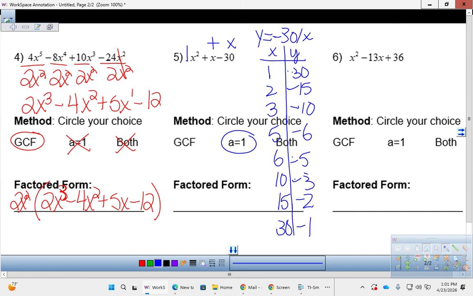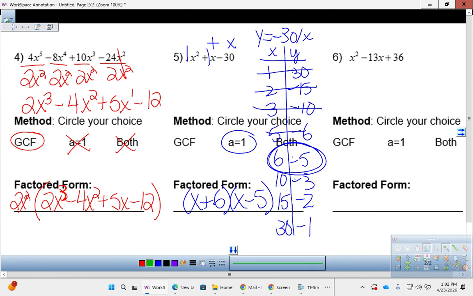I'm looking for the pair that side by side add to positive 1. So 1 plus negative 30 is negative 29. 2 plus negative 15 is negative 13. 3 plus negative 10 is negative 7. 5 plus negative 6 is negative 1. So that one's close because this is a positive 1. But 6 plus negative 5, that's positive 1. So it does matter which number the negative is with. I need it to be positive 1, so I need the 6 to be positive and the 5 to be negative. Otherwise, it would be a negative 1 in the middle.